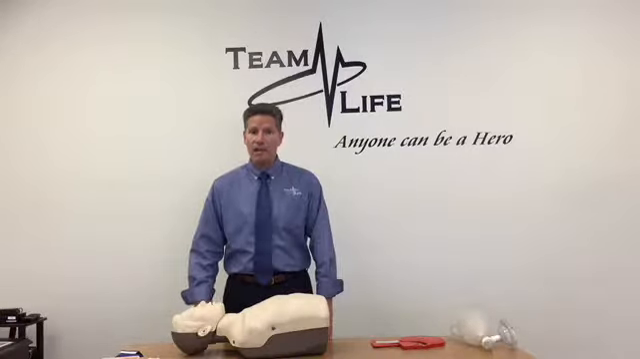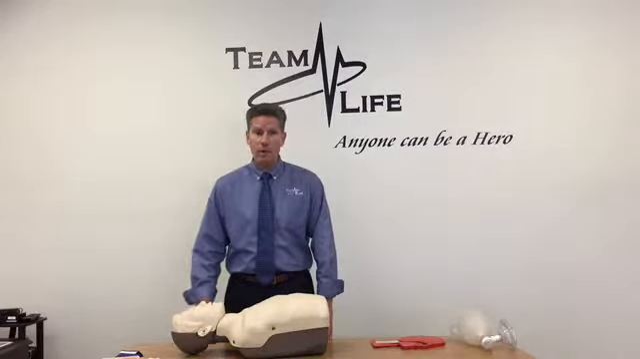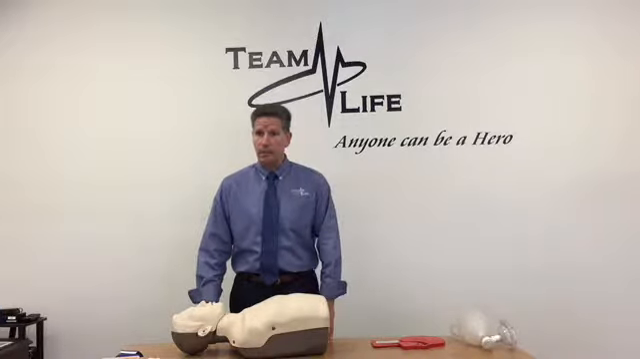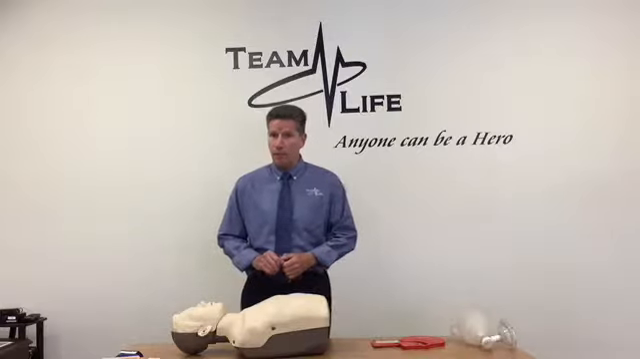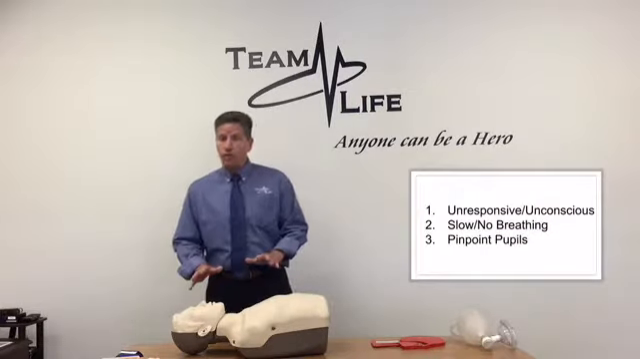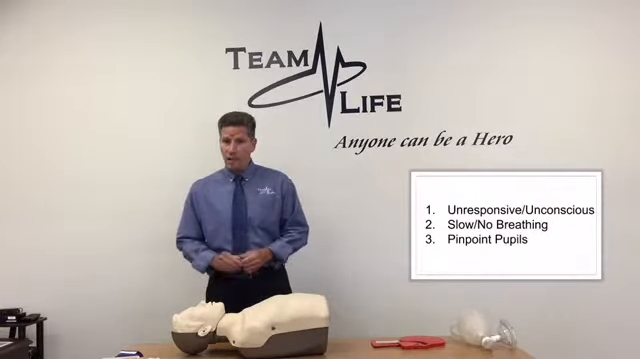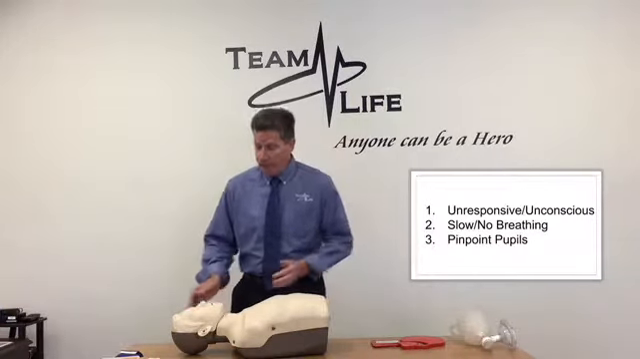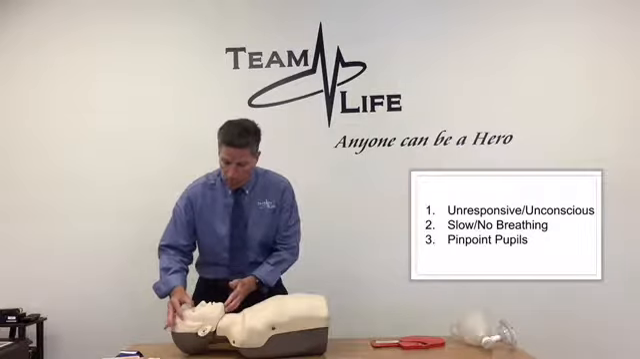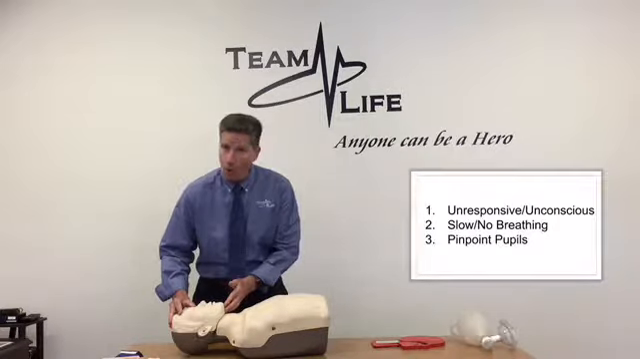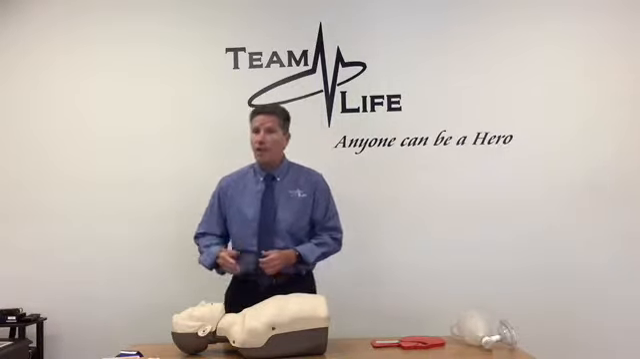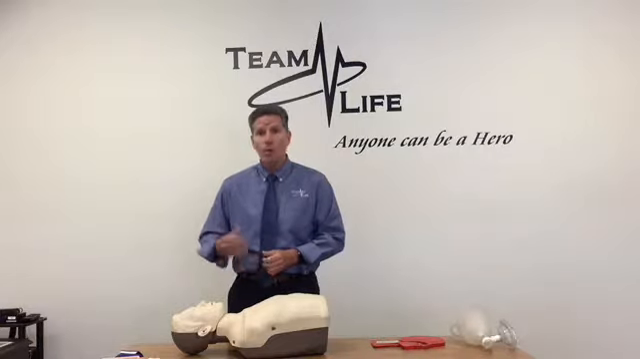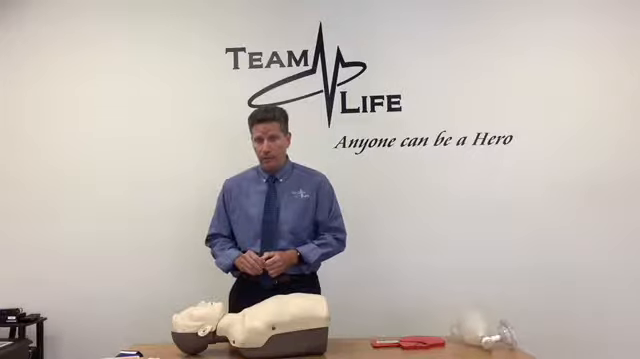Quickly recognizing the signs and symptoms of an opiate overdose and acting appropriately can make all the difference. The three major signs are as follows. The person's unresponsive or unconscious, breathing slows or stops, and if you check the patient's pupils, you would find out that they're small or pinpoint. If you have access to Narcan, you want to immediately administer it as you're calling 911.